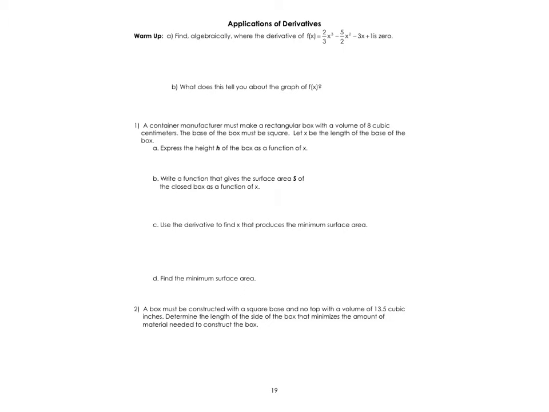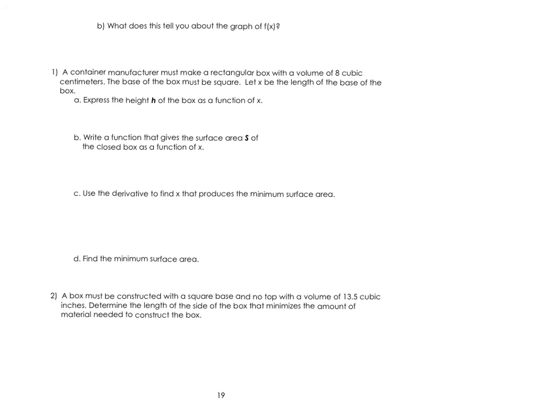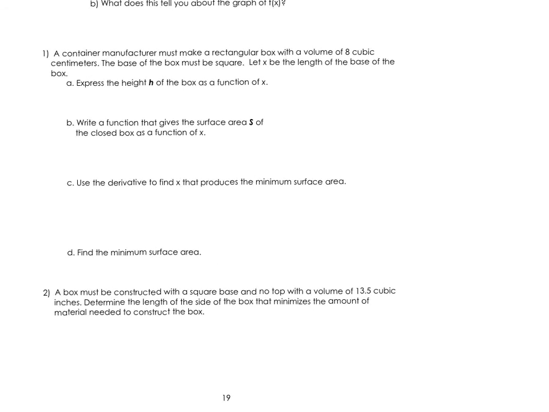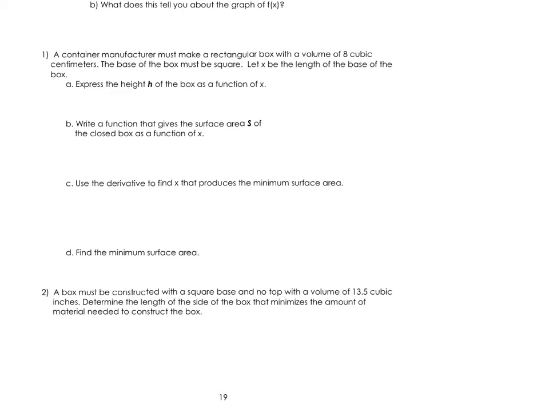I'm going to jump in here at number 1. This should look very familiar. A container manufacturer must make a rectangular box with a volume of 8 cubic centimeters. The base of the box must be square. Let x be the length of the base of the box.